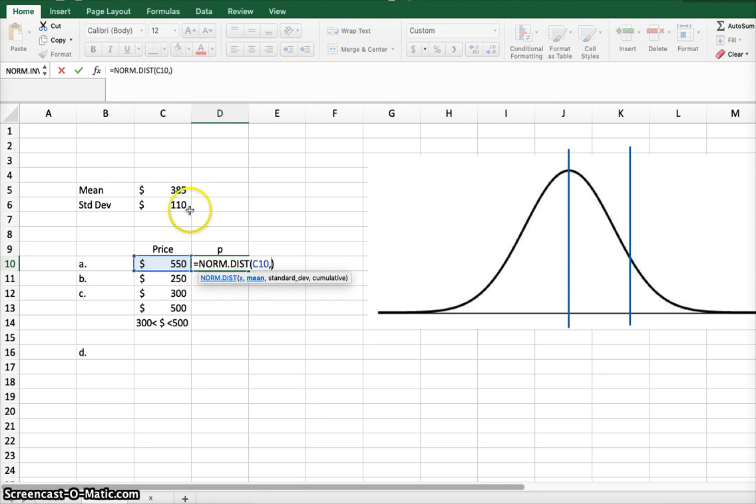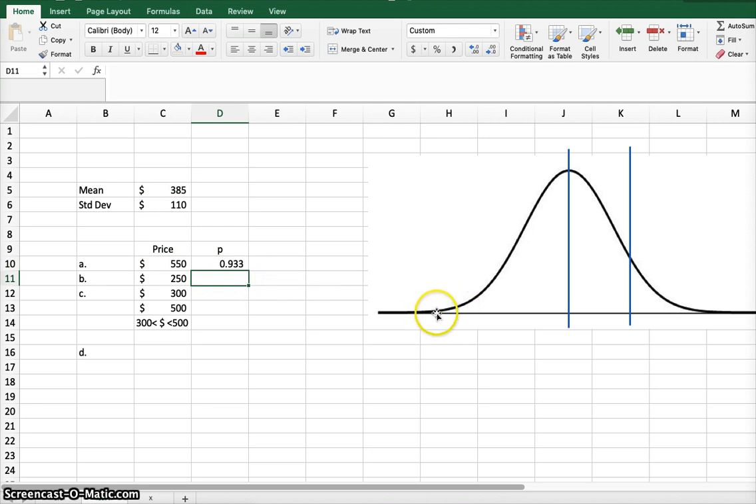And then you put in the mean is 385. And then you put in another comma. Then it wants the standard deviation, and there's the standard deviation. And then you put in another comma. And it wants to know if it's cumulative or not. So we want the cumulative distribution. So we just put in the word true. Okay? That's all we need to do. And then we press enter.